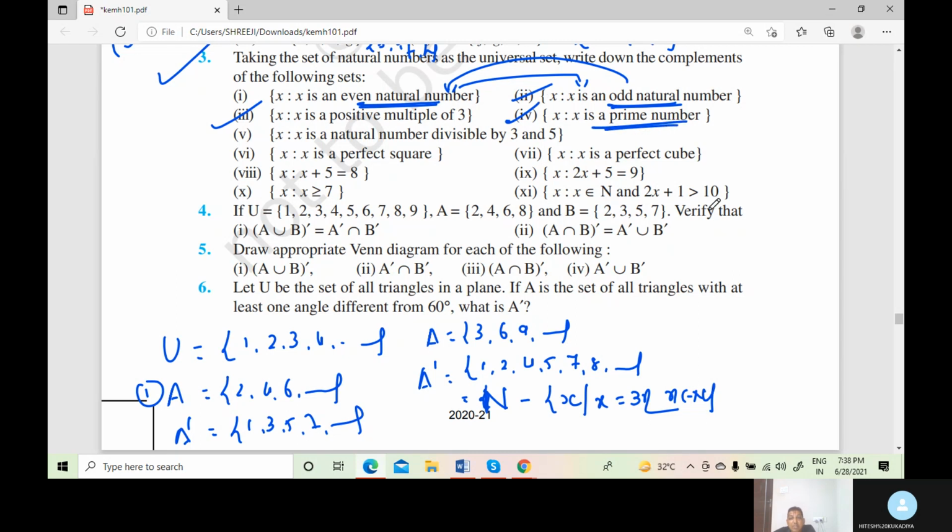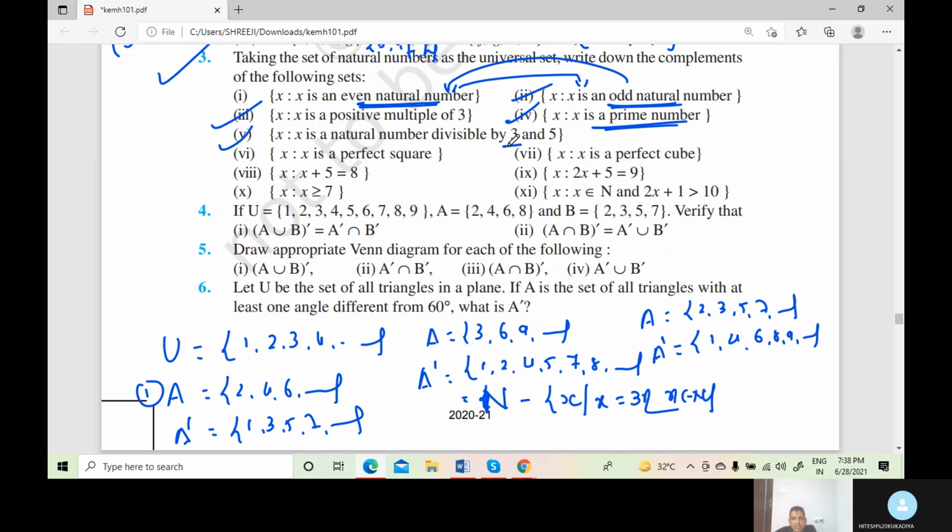X is a prime number. Prime number set A is 2, 3, 5, 7, and so on. Now the answer, A complement: now the prime numbers cancel. 1, 2, 3 cancel. 4, 5 cancel. 6, 7 cancel. 8, 9, and so on. Right? Okay, now the fifth one.